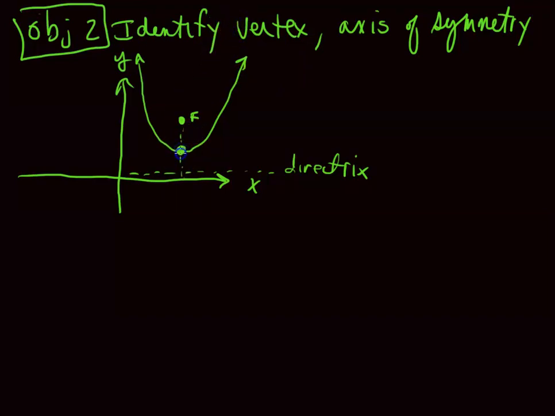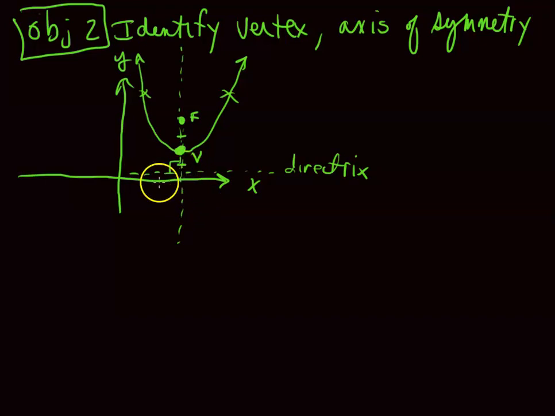The vertex is that point right there, either the lowest or the highest point. The distance from the vertex to the focus and the vertex to the directrix is exactly the same. The axis of symmetry goes through the focus and the vertex because it is symmetric right to left. So every point on the right has a mirror image over on the left and vice versa. So the axis of symmetry goes straight through that vertex vertically through the focus and the vertex. It's perpendicular to the directrix.